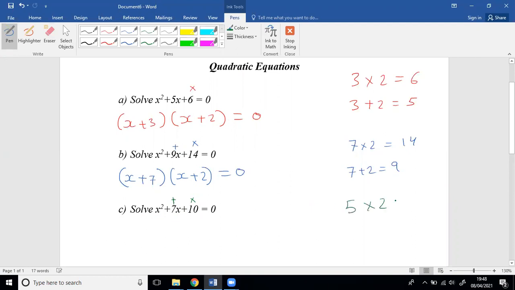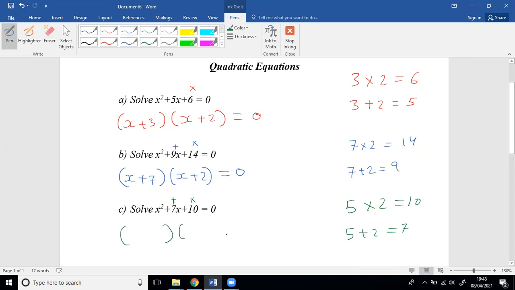5 and 2. 5 times 2, 10. And then I'm going to say to myself, if I add these two numbers, what do I get? So 5 plus 2, 7. Here you go. So therefore, 5 and 2 are my answer. They're both positive.